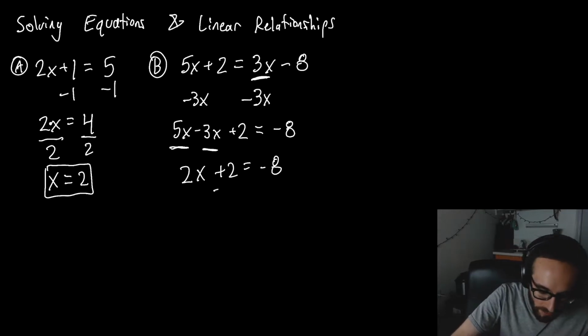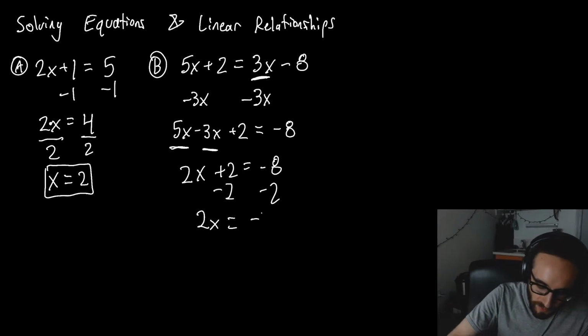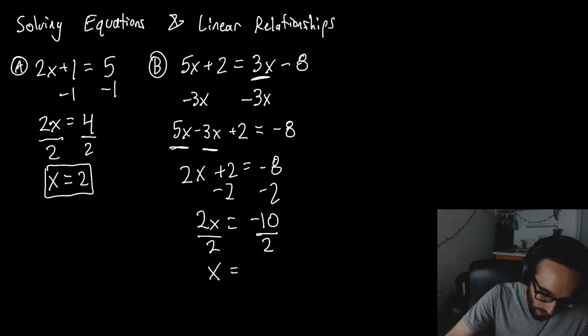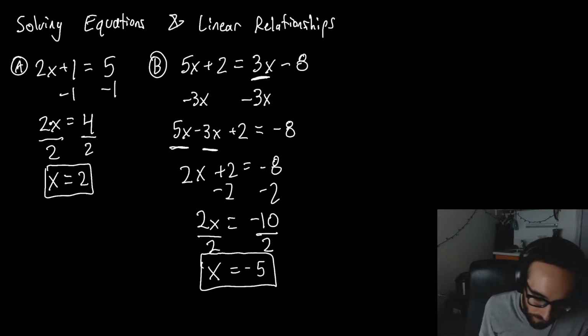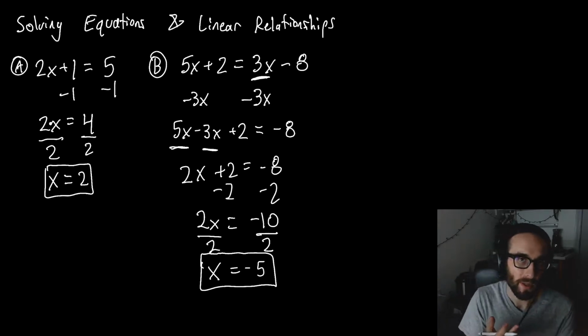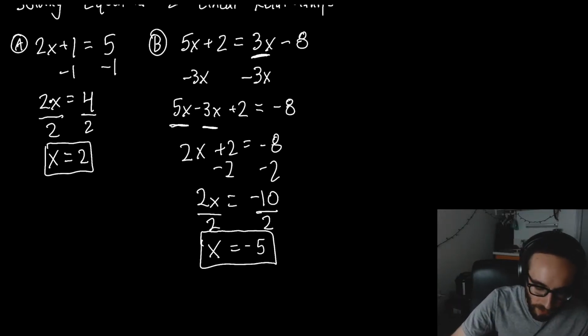Then we subtract 2, so we're trying to isolate x at this point. 2x equals negative 8 minus 2 gives us negative 10. And then we're multiplying by 2, so we'll divide both sides by 2. So x equals negative 5. So this is our solution to equation B. Okay, so those are some examples of how we can solve equations for x, especially when x is on both sides of the equation. I also want to talk about modeling linear relationships.